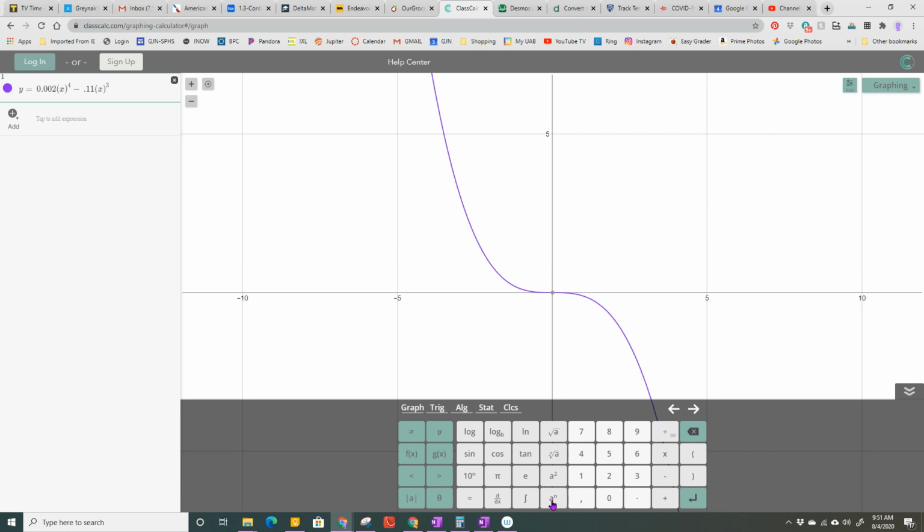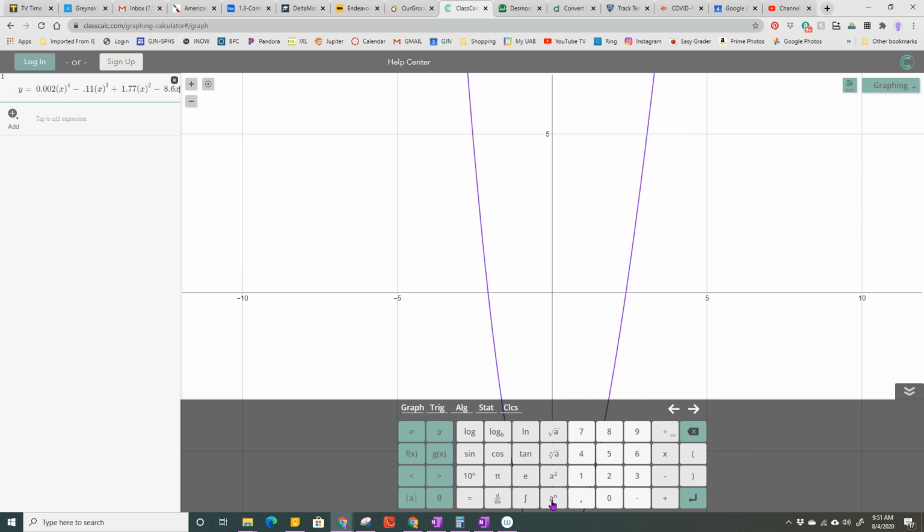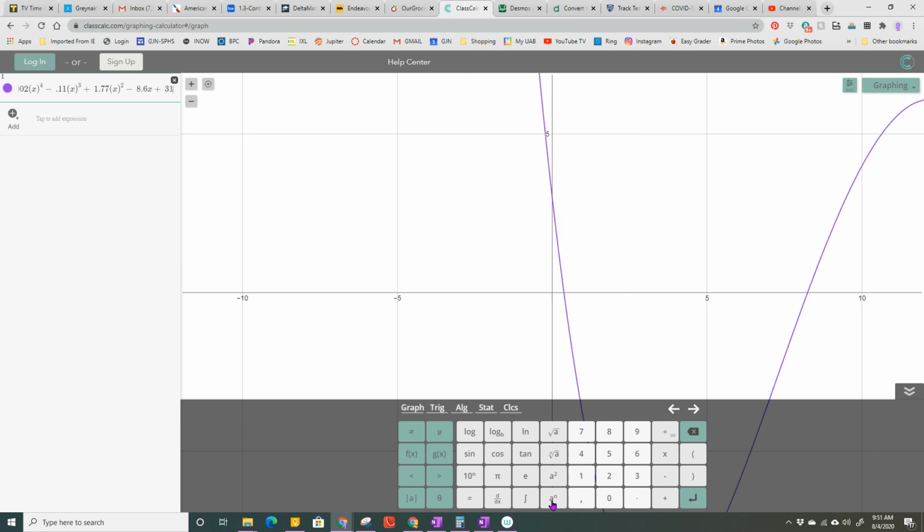If you're on a calculator, if you long press it, then it'll bring that up. So minus 0.11x to the third plus 1.77x squared. Come back down, minus 8.6x plus 31. And I wrote 32. It's supposed to be 31.